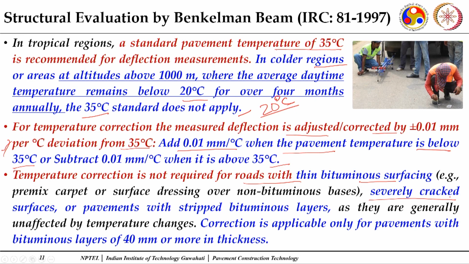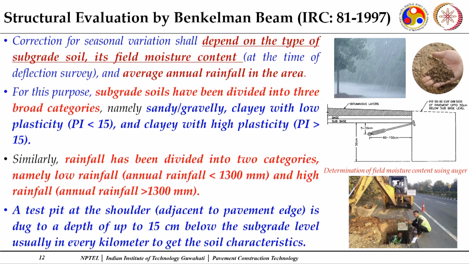Or cases where these pavement structures are severely cracked, or stripped bituminous layers are there, then also we do not need to apply these. And specifically it is mentioned that the correction is applicable only to pavements having bituminous layers of more than 40 mm thickness. So, when the thickness of bituminous construction is more than 40 mm, we are going to consider the temperature corrections.